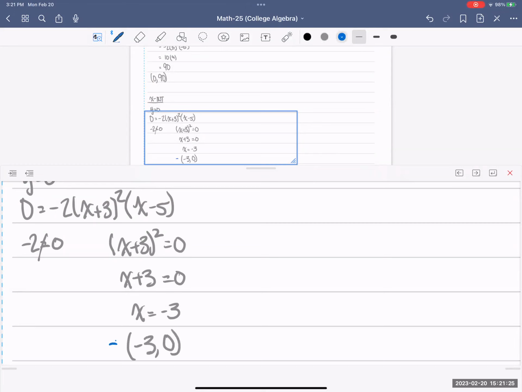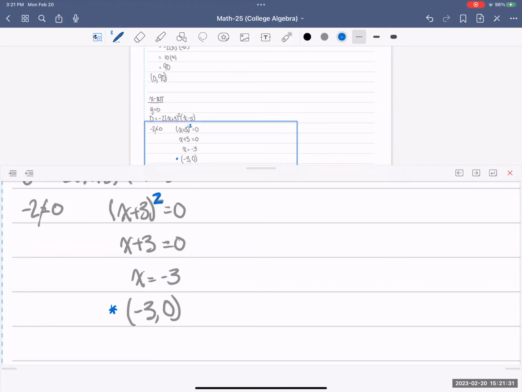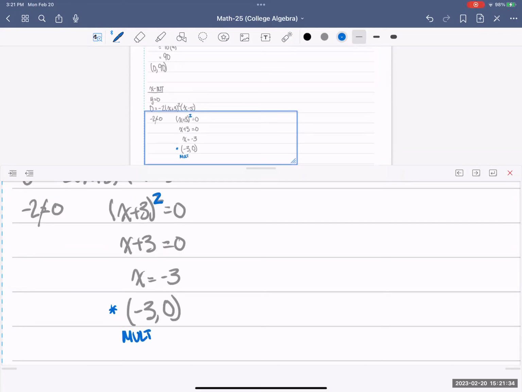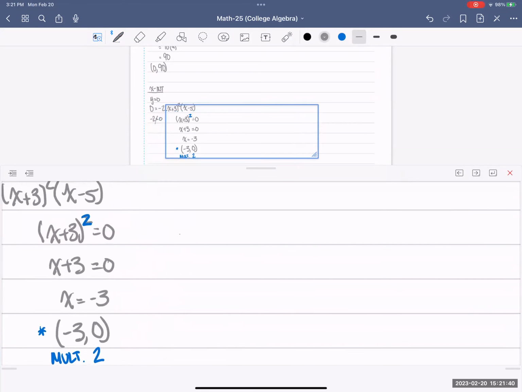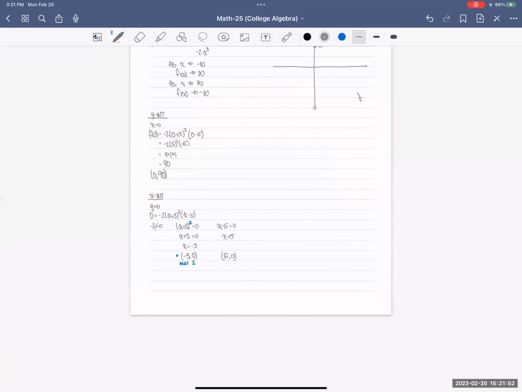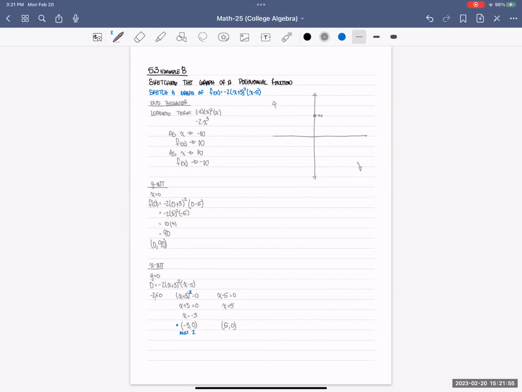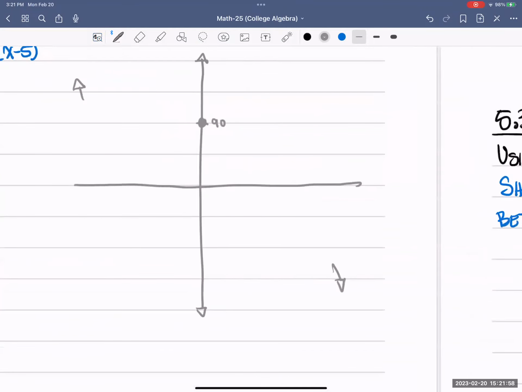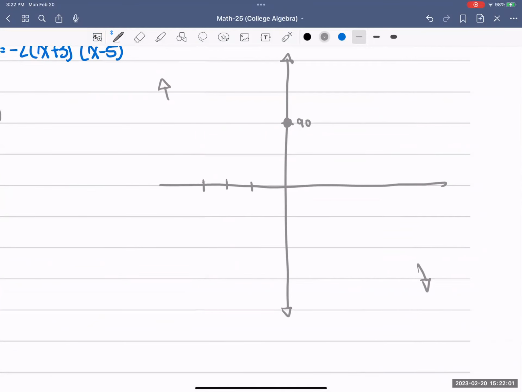I'm going to put a little star here because this is multiplicity 2. Actually, let's put it here at the bottom. So multiplicity 2. And let's work on that last part. x minus 5 equals 0, so we have x equals 5, giving us the point (5, 0). Now let's graph those 2 points. So -3: 1, 2, 3. We have a point there, and also at +5: 1, 2, 3, 4, and 5.